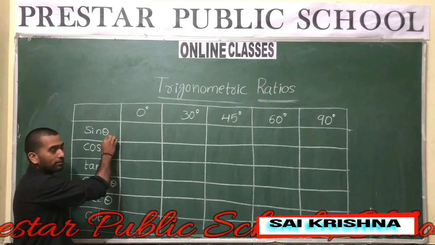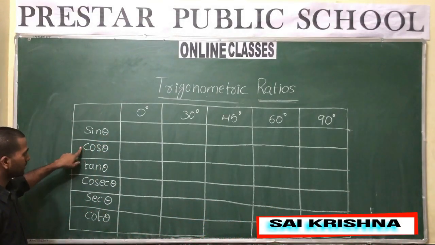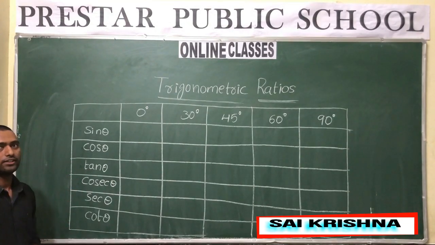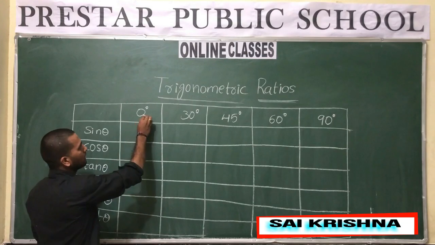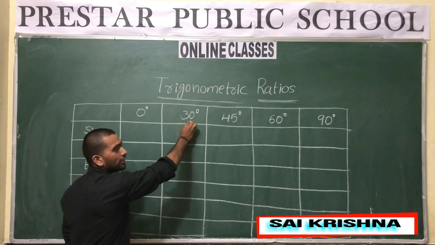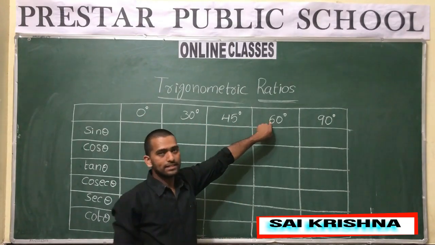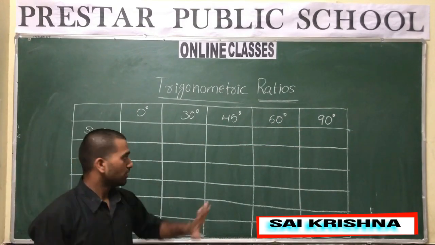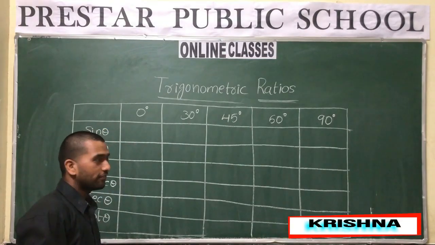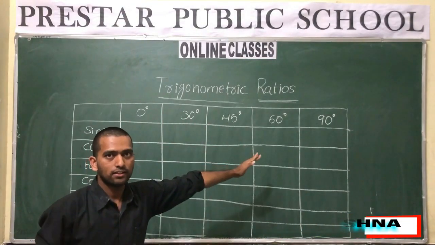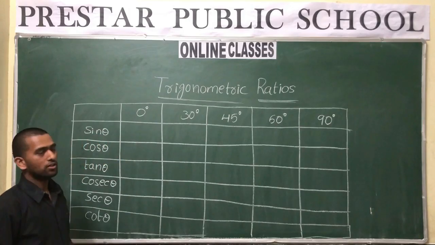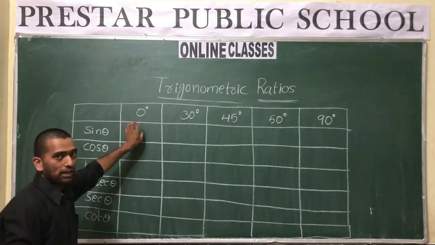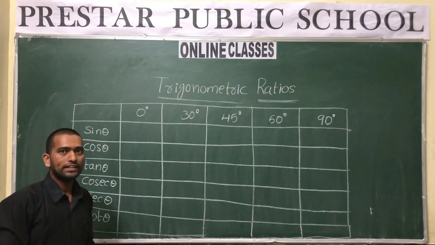So these are the trigonometric functions: sin theta, cos theta, tan theta, cosecant theta, secant theta and cot theta. And the angles are given here: 0 degrees, 30 degrees, 45 degrees, 60 degrees and 90 degrees. Listen carefully. If you remember the values of the trigonometric functions with respect to the given angles, then only you will understand this topic. So concentrate and listen carefully. If you know these values, then the total trigonometry will be much easier.